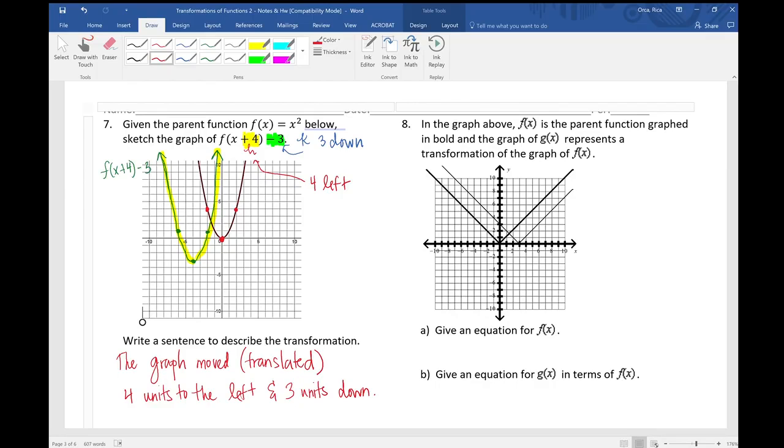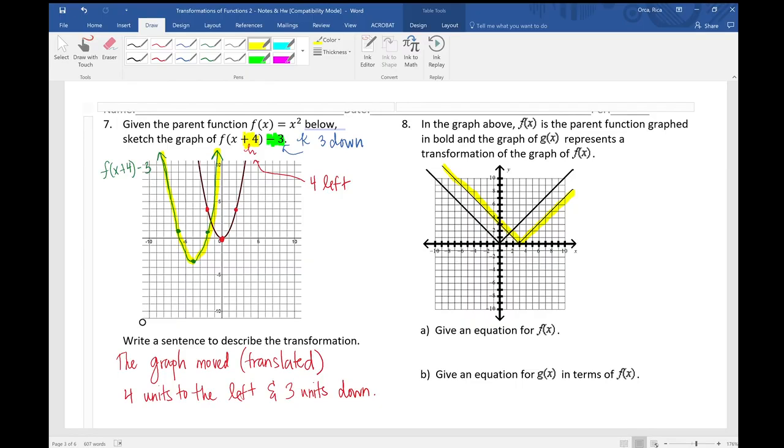Now let's move on to problem 8. In the graph below, f of x is the parent function graphed in bold, and the graph of g of x represents a transformation of the graph of f of x. So our parent function is the one in bold, and the transformation would be this. Give an equation for f of x.